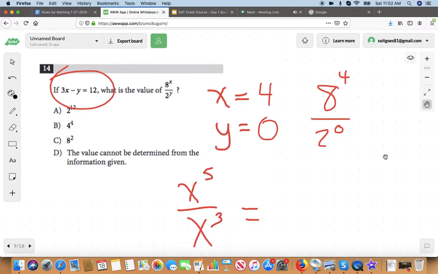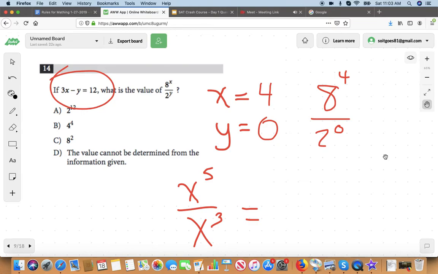Can we simplify that? Well, we would plug in something for x. Well, we could do that, yeah. But just dealing with the variables, do you know how to simplify that with the variables or no? I remember learning it. Yeah.